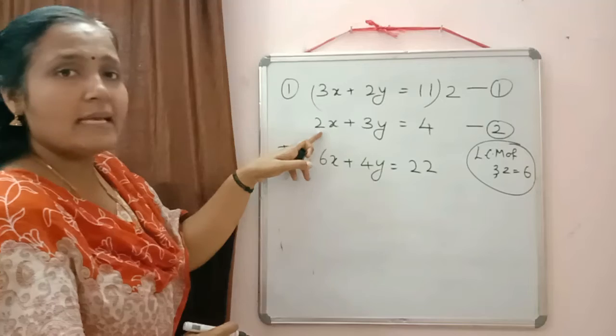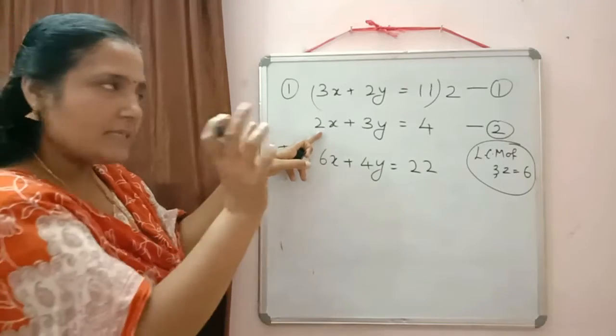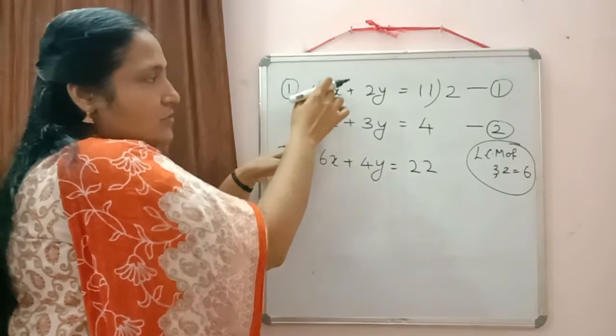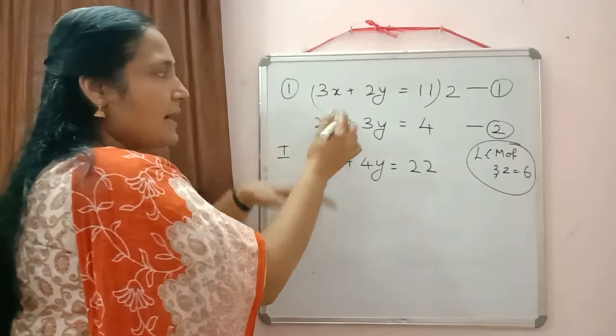Similarly, now in the second equation also, LCM of 2 and 3 is 6. So we have to make it equal to 6. Or the method is, coefficient of x in the first equation is 3, so we will multiply the second equation by 3.